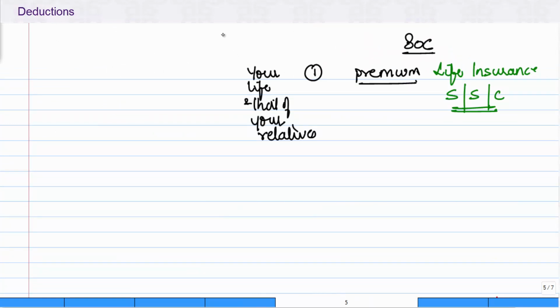So we finished the first part of 80C, that is life insurance, and I have taught you everything that there is to know about it. Let's go to the second part. What else do we get a deduction in 80C for?